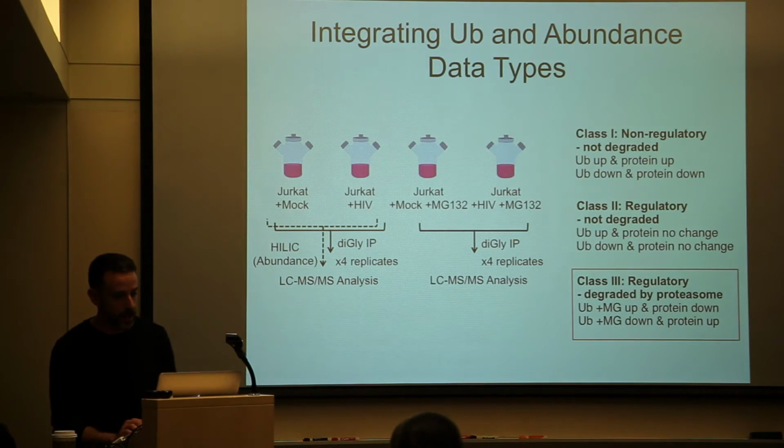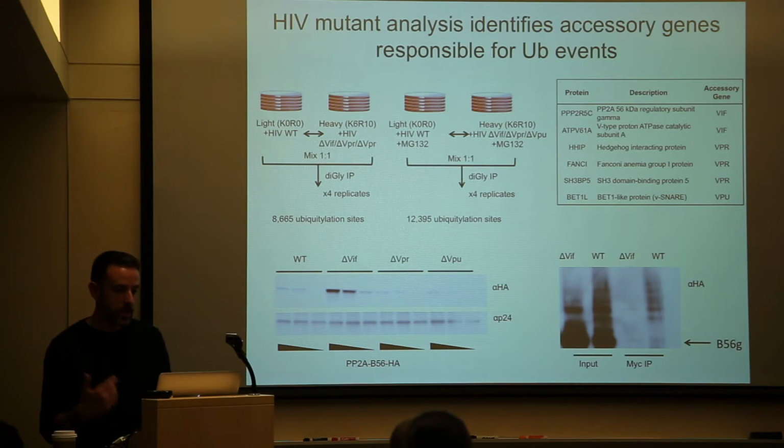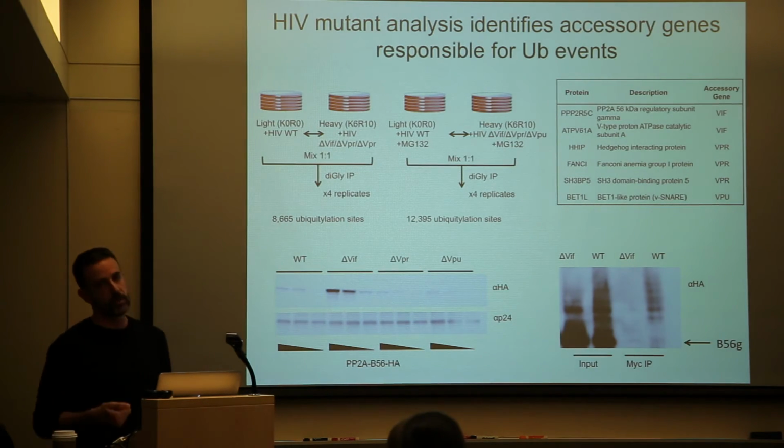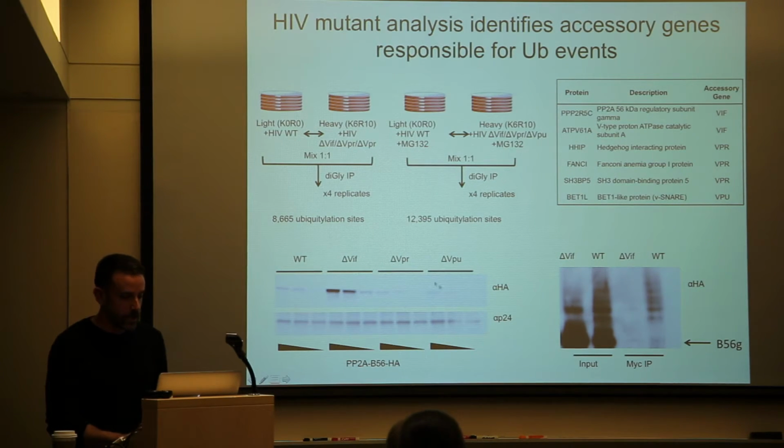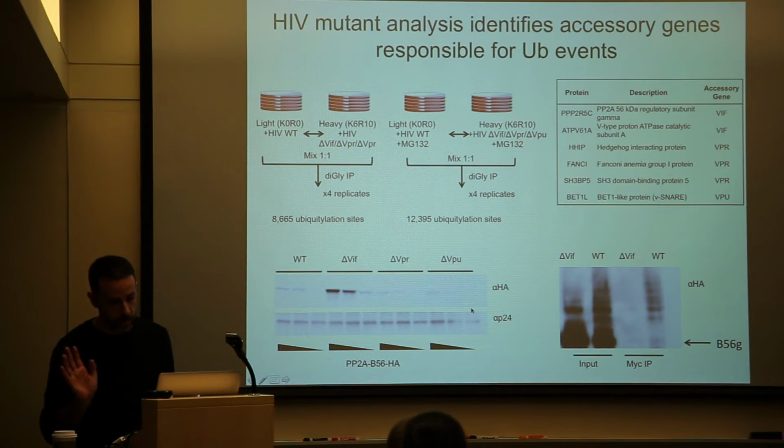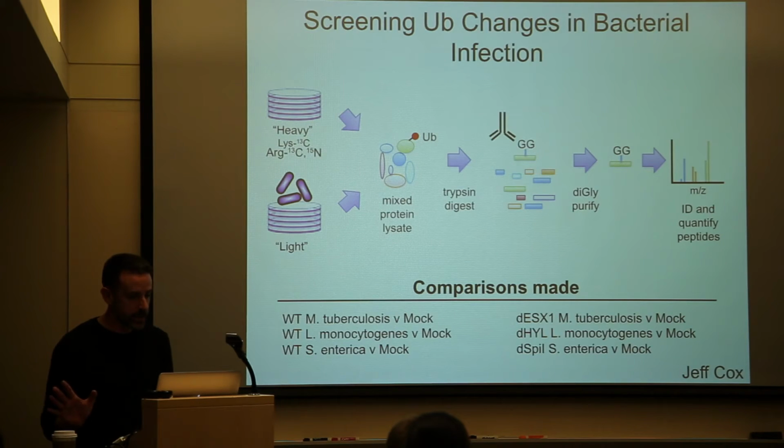And I'll just skip ahead to say that by looking for things where you saw an increase in ubiquitination, but a decrease in the baseline protein abundance, you can focus in on those things that look like they're being ubiquitinated and degraded. And there's really not that many things that fit that profile, and so we showed that there's a B56 subunit of PP2A, a regulatory subunit, that's degraded specifically by VIF. When you delete VIF from the virus, it's not degraded. When it's present in the virus, it gets completely degraded.